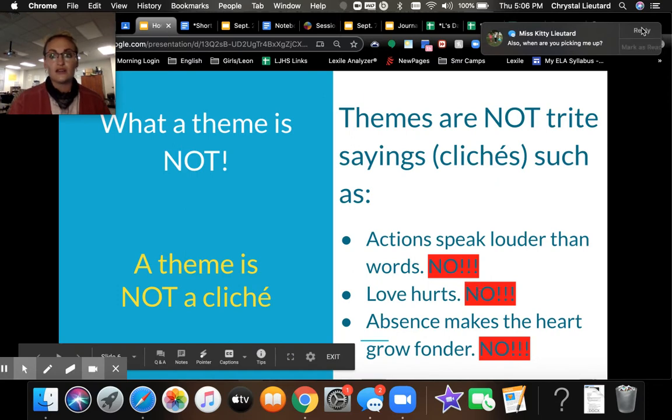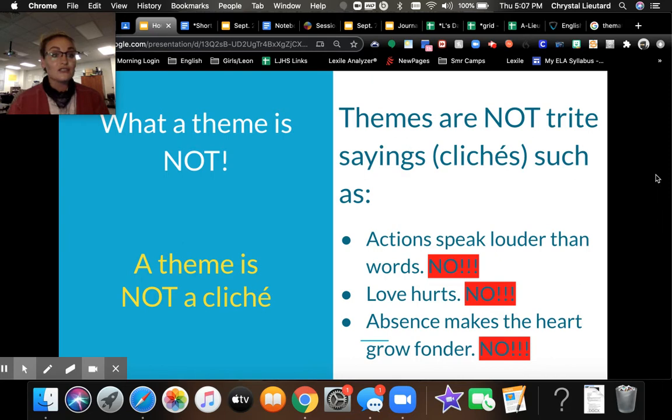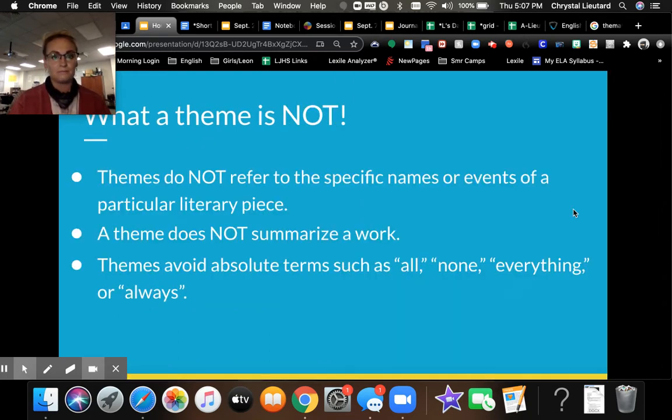So a theme is also not a cliche. Actions speak louder than words. No. Cliches are sayings that you would hear a lot growing up, things that maybe your mom would say a lot or your grandma might say a lot. Love hurts. Nope, that's a cliche, and it's overused. Absence makes the heart grow fonder. No, that's a cliche, okay?